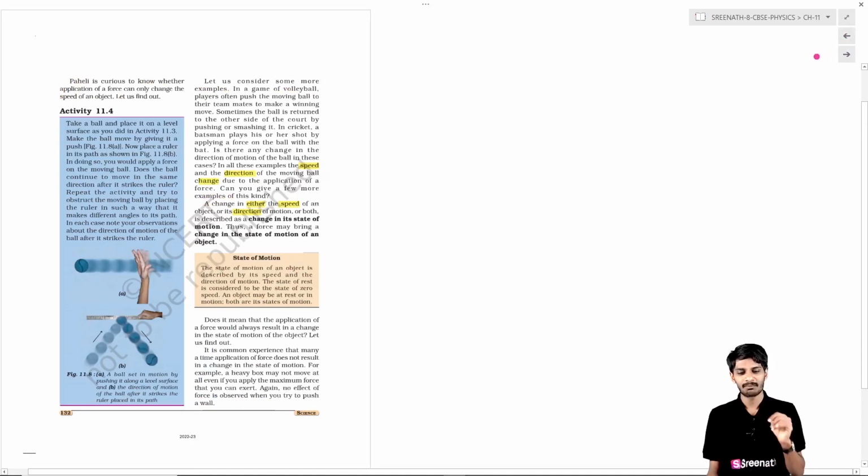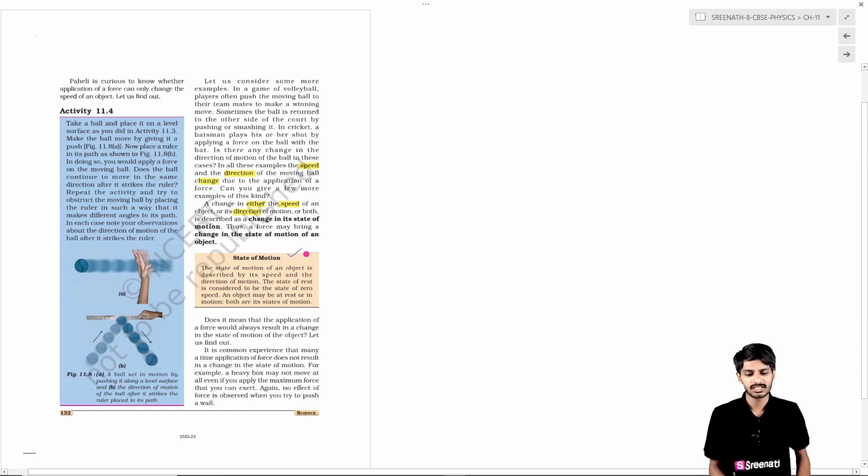Four topics are completed. Okay, in all these examples, the speed and the direction of a moving ball changed with the application of a force. Can you give a few more examples of this kind? Can you give other examples like this? Okay, some other experiment is there. A ball is coming in this direction. If you stop it using a scale at some angle, what happens? It will come and strike it, change direction and move into this area.